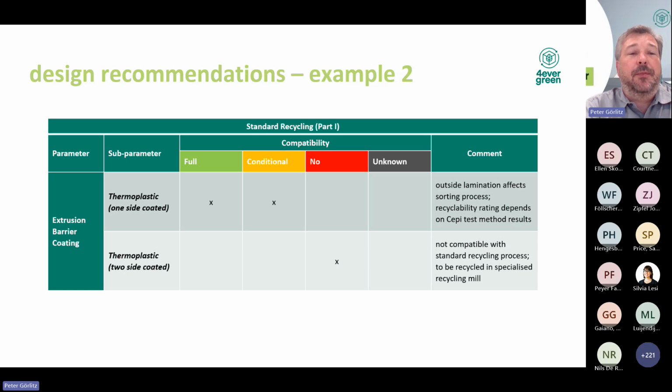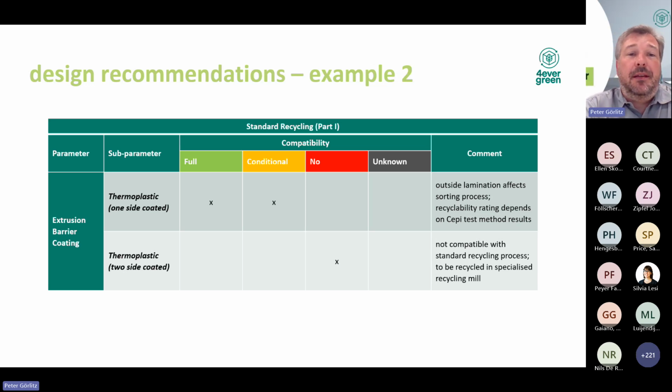Now I'm showing you a second example, from the part for standard recycling. Here I picked the one for extrusion barrier coating. We have extrusion barrier coating where one side is coated with a thermoplastic, and below it the one where two sides are coated. In the first case, we basically say it could be either fully compatible with recycling, no big issues, or conditionally compatible and might cause some problems, or might even be considered not recyclable. That is also an option.